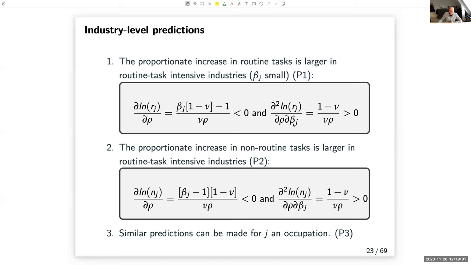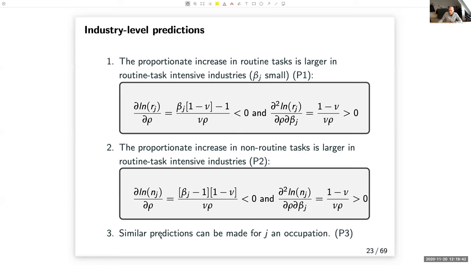And you can do the same for non-routine labor tasks, because non-routine tasks can only be done by workers. And so here you have, again, if the price of capital falls, then the demand for non-routine labor increases through the Q complementarity. And it's going to increase more if beta J is smaller. So you could think of J as an industry. You could also think of J as an occupation if you wish.